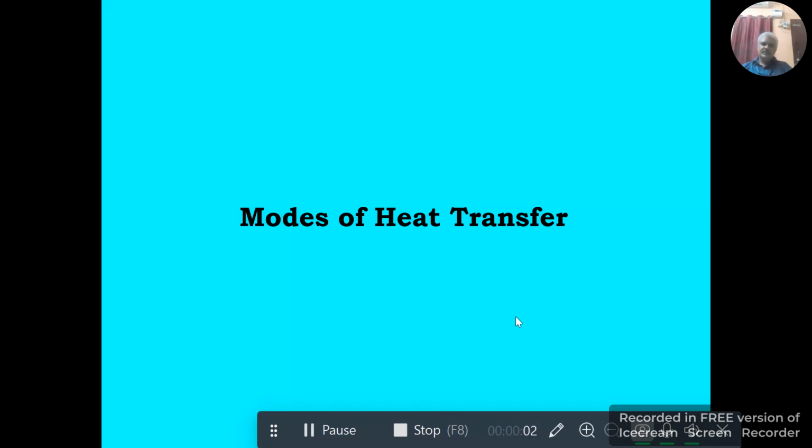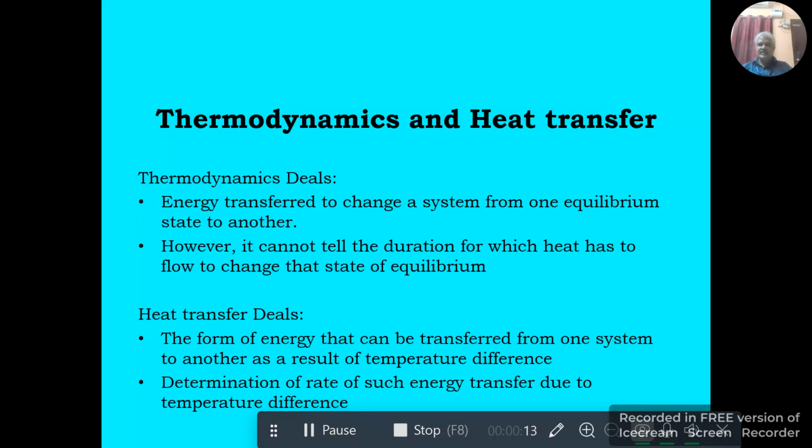Good morning, students. We will try to discuss the basic modes of heat transfer. The three types of heat transfer are conduction, convection, and radiation. Before going to these three basic concepts, we will try to see the difference between thermodynamics and heat transfer, and what each offers from the two different domains.